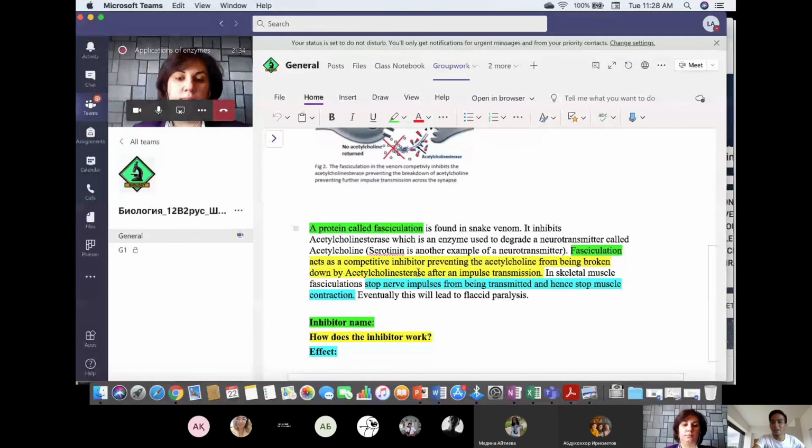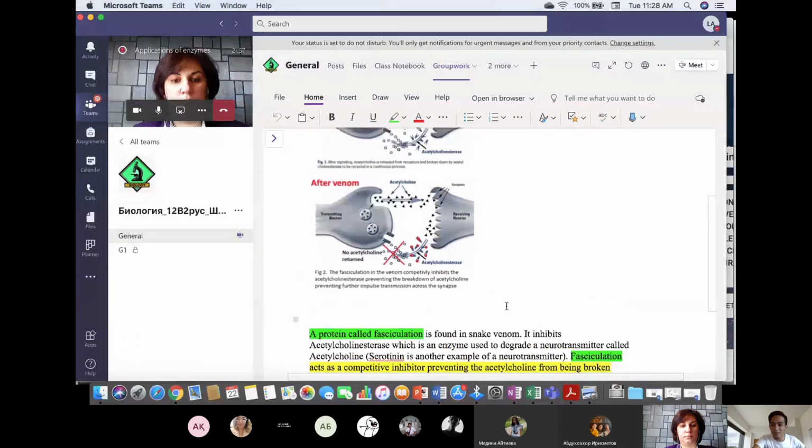However, if a person is bitten by a snake which contains the venom, that inhibitor fasciculation will inhibit acetylcholinesterase. So therefore, it can stop nerve impulses from being transmitted and hence stop muscle contraction. So this is correct. So that can lead to flaccid paralysis.